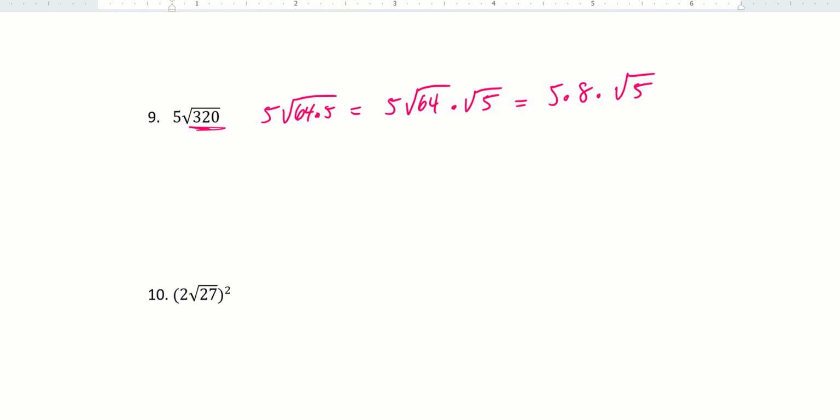Okay, so this one, we have to see, does square root of 320 have any perfect square factors? And it looks like 64 is a factor. 64 times 5 is 320. So I can write this out as 5 times the square root of 64 times 5, which is equal to 5 times the square root of 64 times the square root of 5. Square root of 64 is 8. So I can write this as 5 times 8 times the square root of 5. And we can simplify even further. 5 times 8 is 40 times the square root of 5.